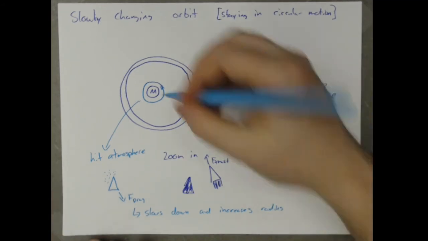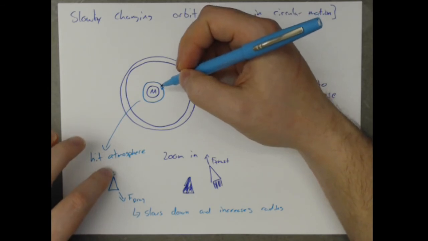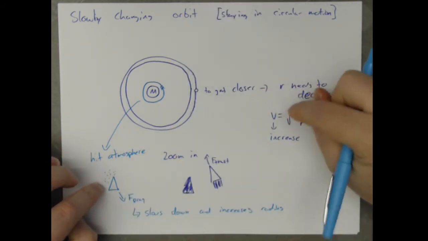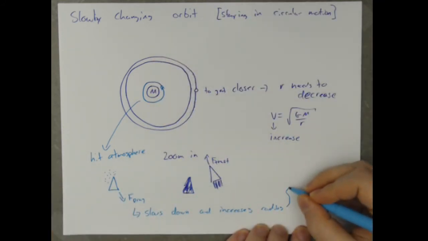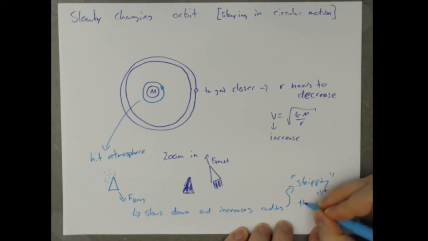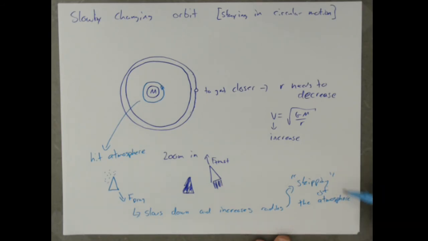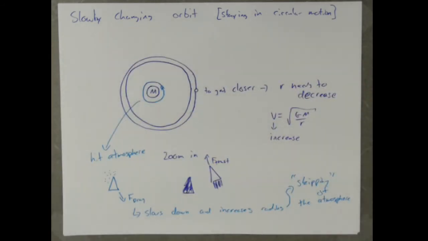So when you're going in this circular orbit and you start interacting with the atmosphere, it can actually end up causing you to slow down, as we would expect, but also increase your orbit. And this I've often heard referred to as skipping off the atmosphere. So it's the idea that if you're going along a surface and you start to experience that drag, it actually kind of kicks you up and away.